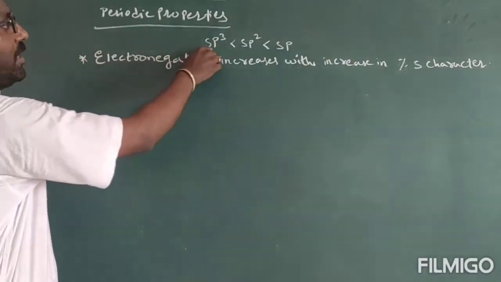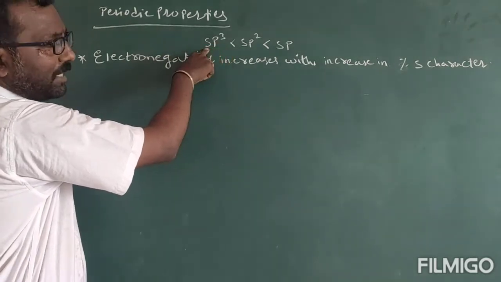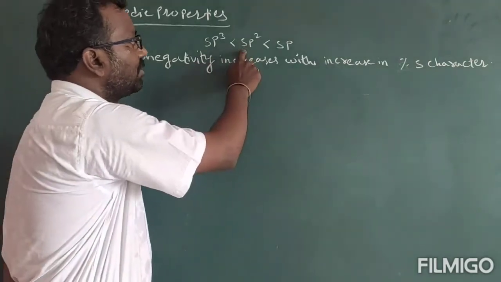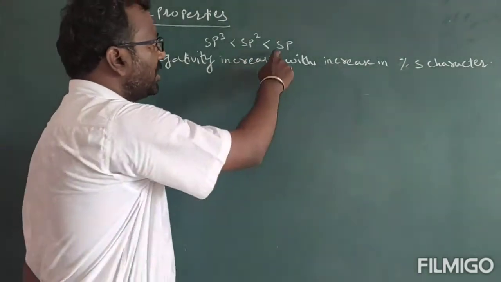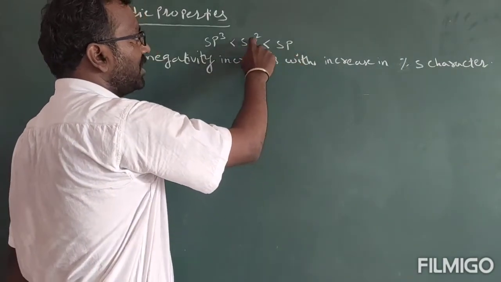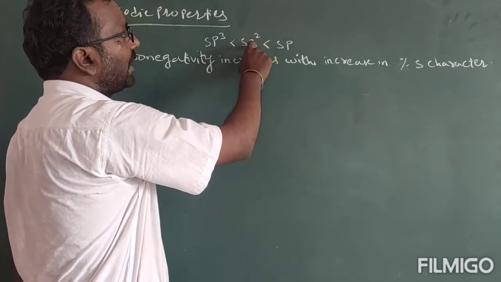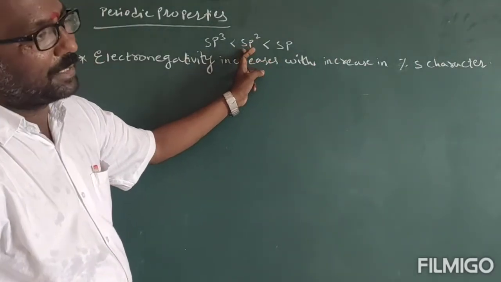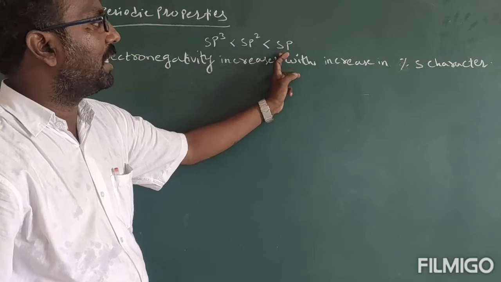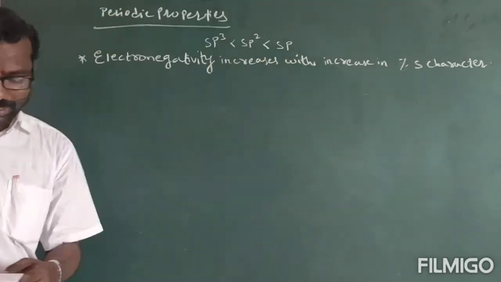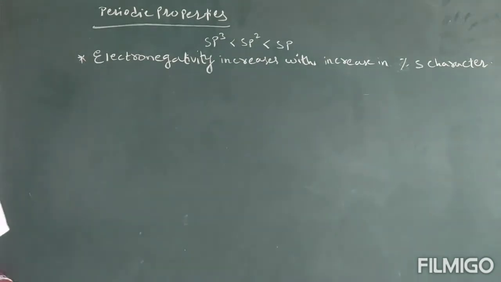Suppose in sp3, S character is 25% and P character is 75%, whereas in sp2 it is 33% S and 67% P, that is 2 parts and 1 part. In sp, it is 50-50, equal. So as the S character increases, the electronegativity also increases.